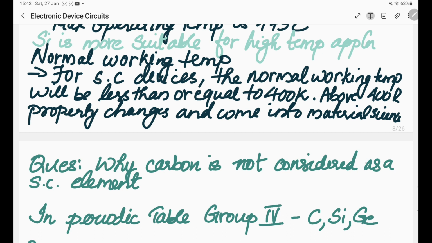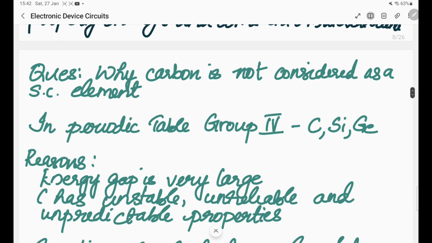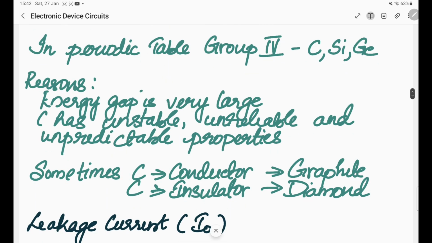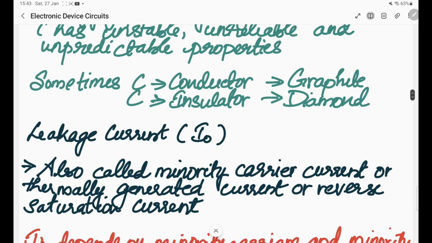And now let's understand why carbon is not considered as a semiconductor element. In the periodic table, group 4, carbon is also included like silicon and germanium, but we don't use carbon much. There are some reasons behind it. The energy gap of carbon is very small, and it has unstable, unreliable and unpredictable properties. Sometimes carbon is used as a conductor, for example in the form of graphite, and sometimes as an insulator in the form of diamond.